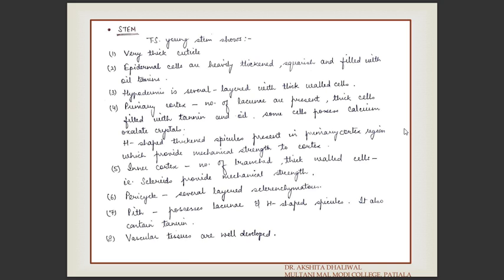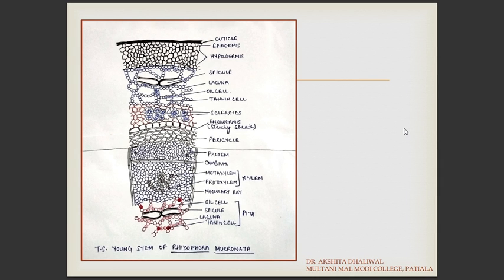The inner cortex contains a number of branched thick-walled cells, that is sclereids, which provide mechanical strength. Pericycle is several layered sclerenchymatous. It possesses lacunae and S-shaped spicules, and it also contains tannins, and vascular tissues are well developed. This is the TS of young stem of Rhizophora, which shows the presence of spicule, lacunae, oil cells, tannin cells, sclereids, endodermis, and all the important points which I told you earlier.